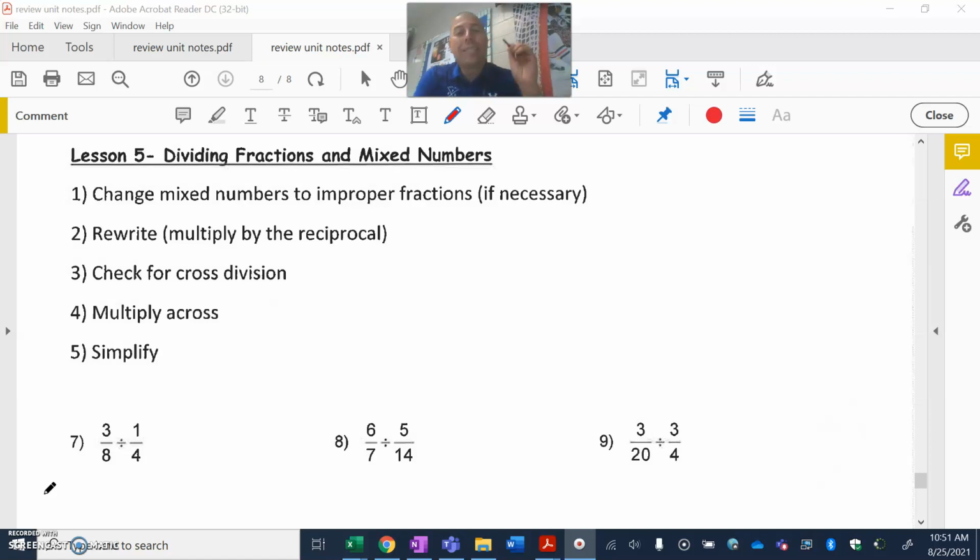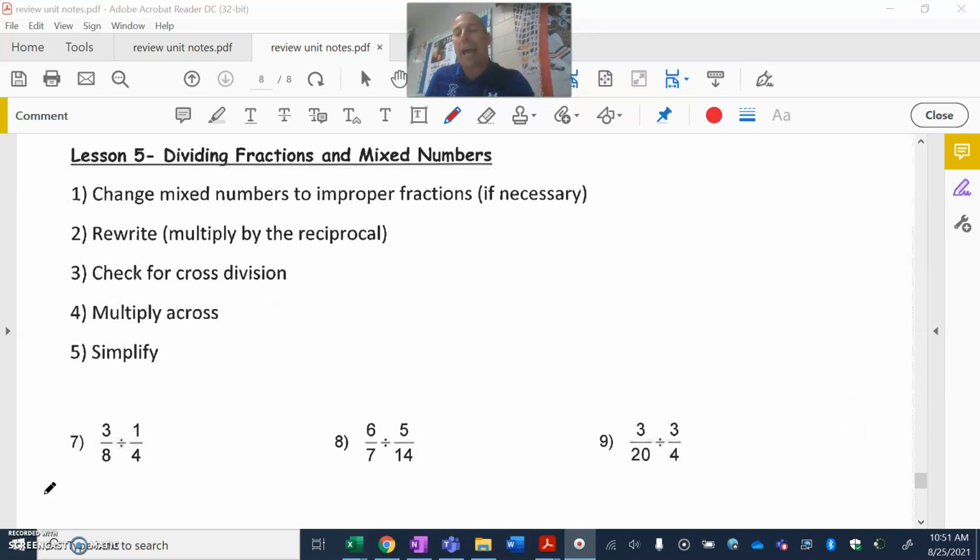All right, we are dividing with fractions and mixed numbers. So it's heavily tied to multiplying with fractions. You see, because you actually don't divide, all right? Dividing fractions is actually a multiplication problem in disguise. All right, let's walk through this. Like we saw before, we change the mixed numbers to improper fractions if necessary.